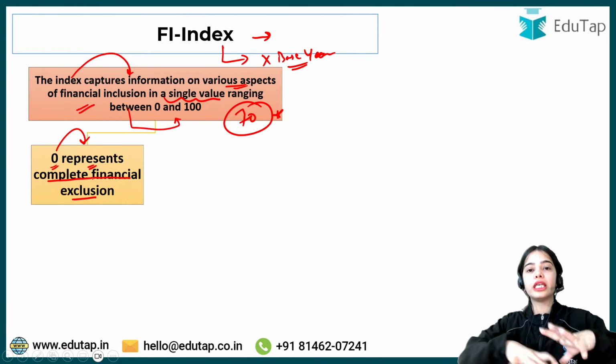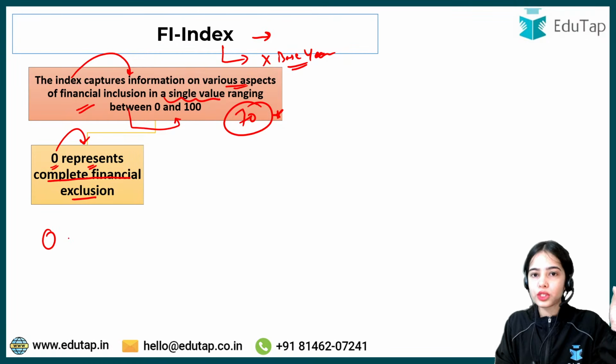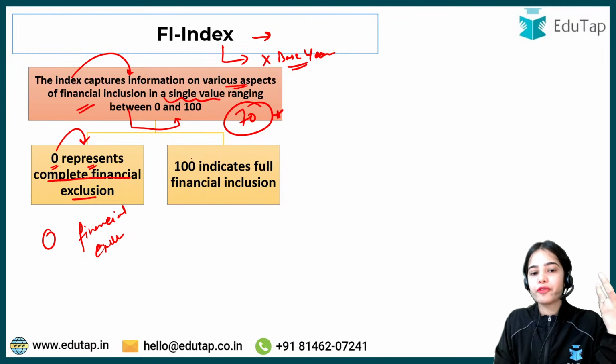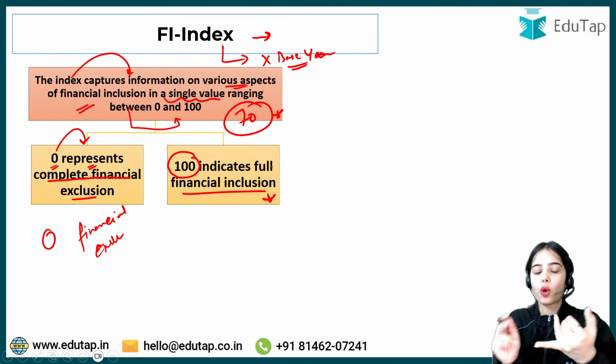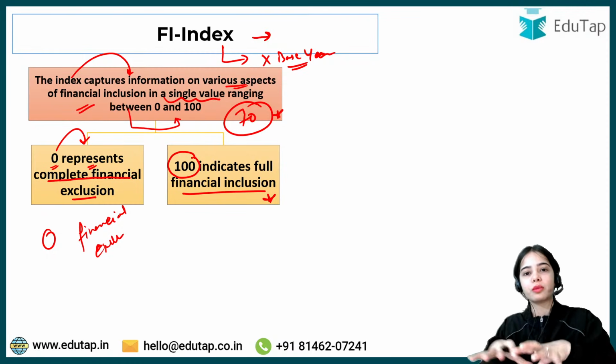The individuals and the businesses are not getting included in the financial system of our country. If the value is near 0, that means financial exclusion is happening. But if the value is 100, that indicates full financial inclusion. All the individuals and all the businesses have been included in the financial system of the country.